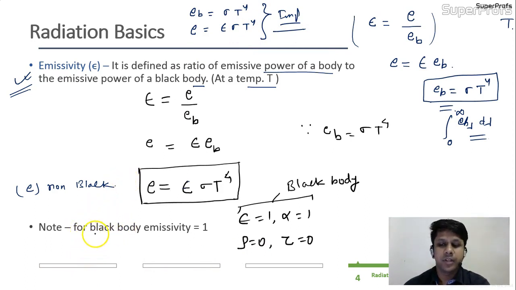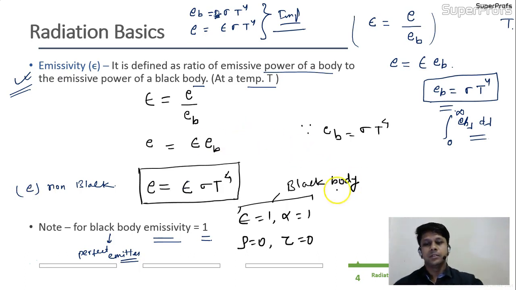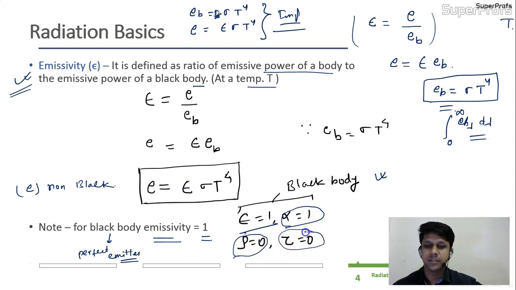And there is one more important point, as I told you in one of the slides, that a black body is the perfect emitter and perfect absorber. So if it is a perfect emitter, its emissivity will be equal to 1. In this formula also, in place of emissivity we have kept 1 for the black body. So the emissivity of a black body is equal to 1. No need to write this, I'm just telling you. For a black body, emissivity is equal to 1, absorptivity is equal to 1, reflectivity is 0, and transmissivity is equal to 0.